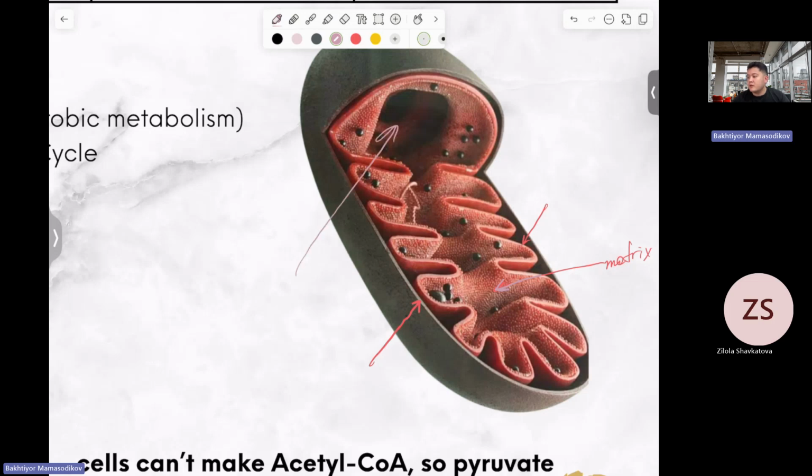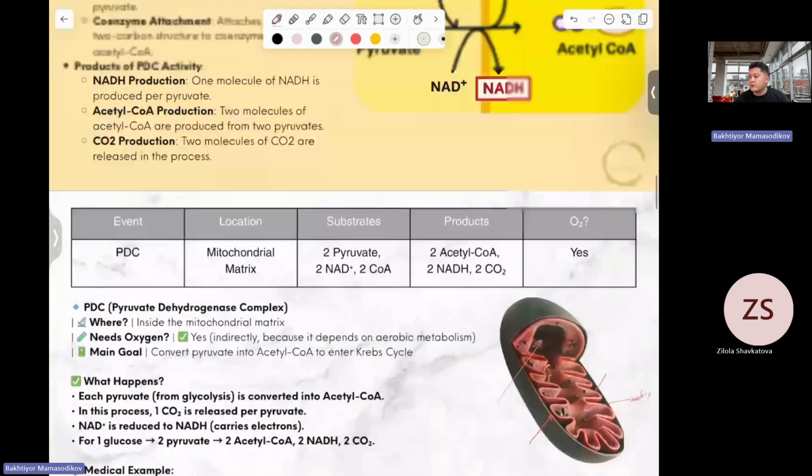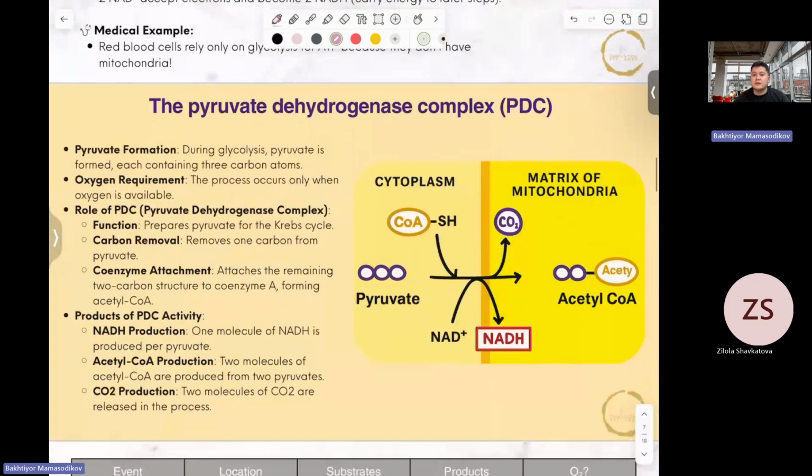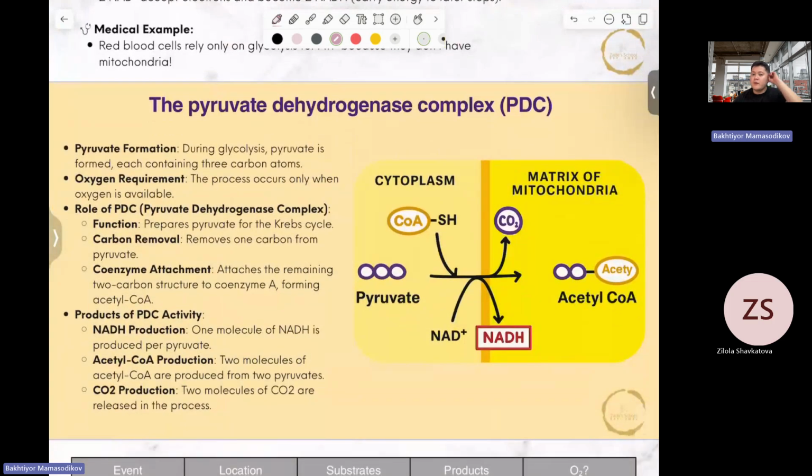I can call this the matrix of the mitochondria, where the PDC complex is located. So it's a group of enzymes. PDC is a group of enzymes in the mitochondrial matrix that prepares the pyruvate to enter the Krebs cycle. It is just the preparation process for the pyruvate to enter the Krebs cycle.